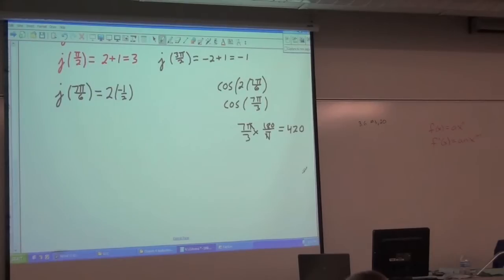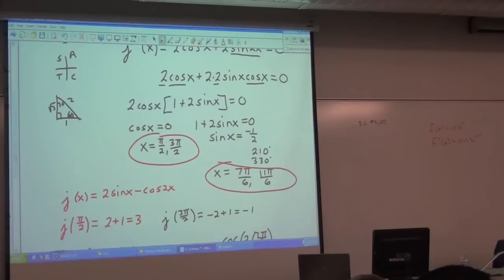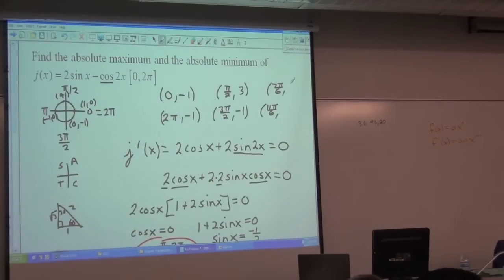Whenever you have an angle bigger than 360, you can subtract 360 from it. So that's the same as 60. So the cosine of 60 is 1/2. So that's just then minus 1/2. So this would be -1 minus a half, which is -1 1/2, or -3/2. We got a new minimum, don't we? 7 pi over 6 gave us -3/2.